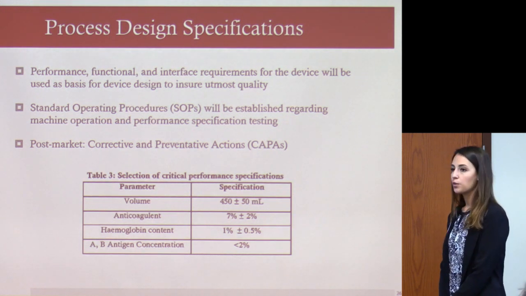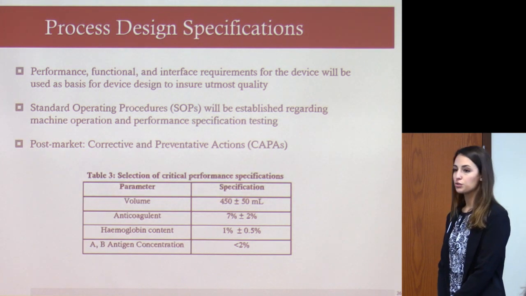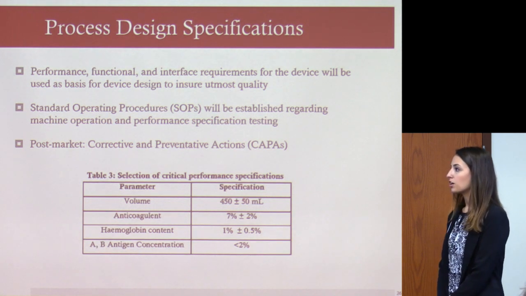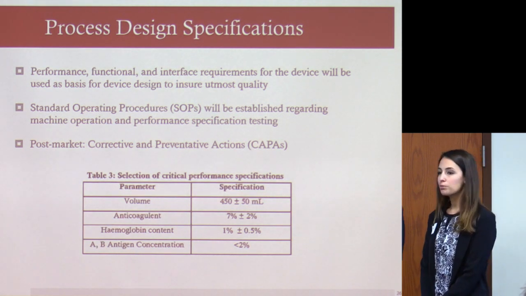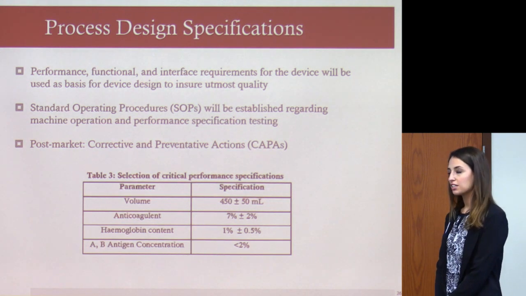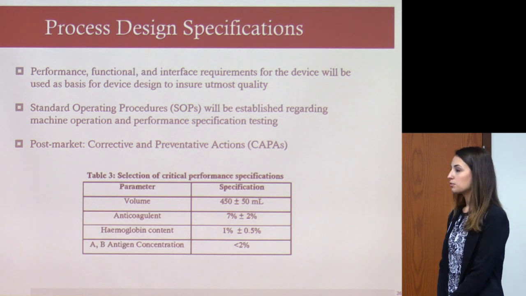The volume and anticoagulant need to be at a certain amount in order to ensure the conversion to be complete, which is important for the safety of the product. And in addition, hemoglobin content and the A and B antigen concentration will be measured at the end of our process to make sure that the blood is safe for human use.